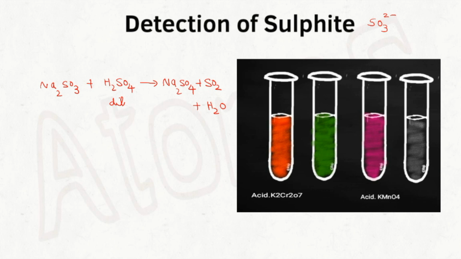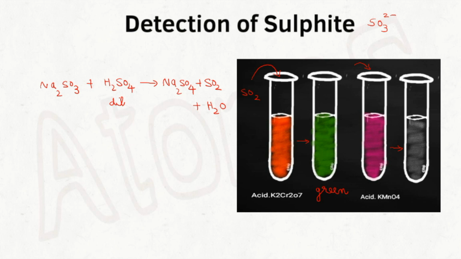And how can you confirm whether the gas evolved is sulfur dioxide? Pass it through acidified potassium dichromate solution. Then what will be the observation? We had discussed it already. It will turn clear green. So that confirms the presence of sulfur dioxide gas. Otherwise, what you can do? Pass the gas through acidified KMnO4 solution. So, what will happen to the color of KMnO4 solution? It will become colorless. These two tests indicate the presence of sulfur dioxide.